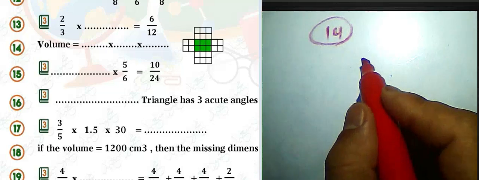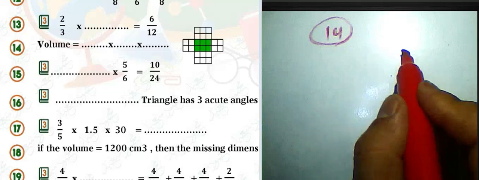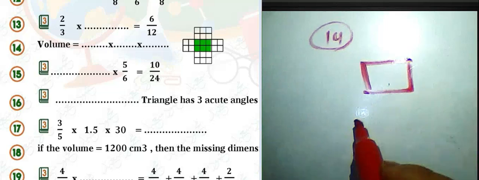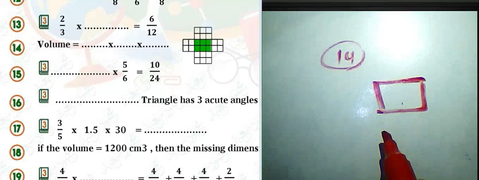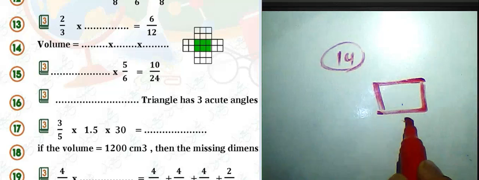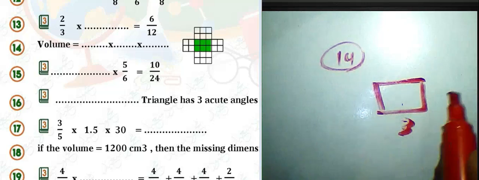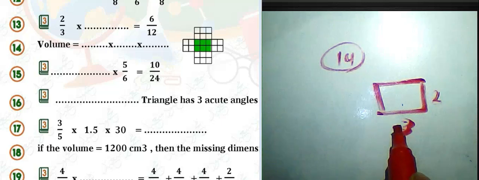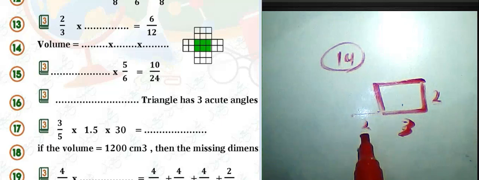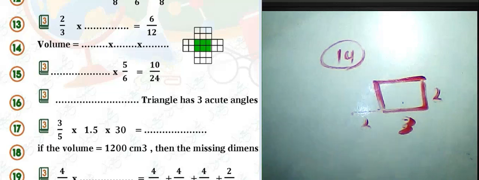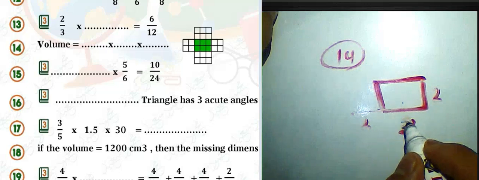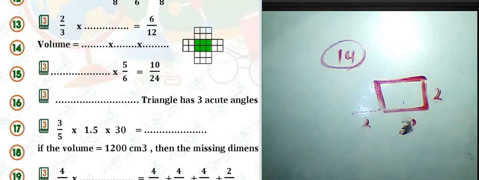Question 14. The volume of this shape: we have length, width and height. The length here was 3 units, the width was 2 units, and the height 2 units. 3 multiplied by 2 multiplied by 2. 3 and 2 and 2. Okay, 3 times 2 equals 6. 6 times 2 equals 12.